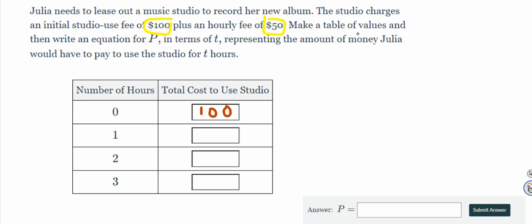All right, then this hourly fee, that means what? After 1 hour of using it, now how much does she owe? Well, she owes the $100 and she owes $50 more. So what do you think after 2 hours, right? We're going to keep adding that $50 for every hour she stays there.